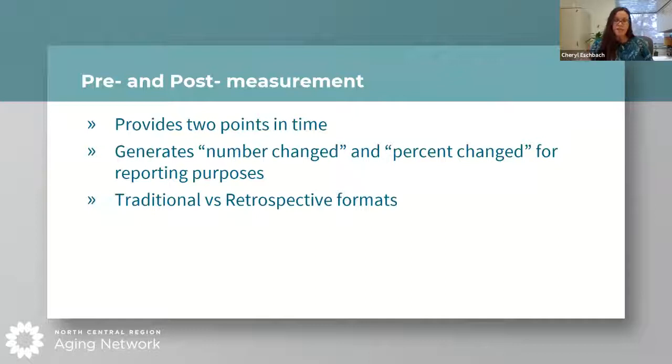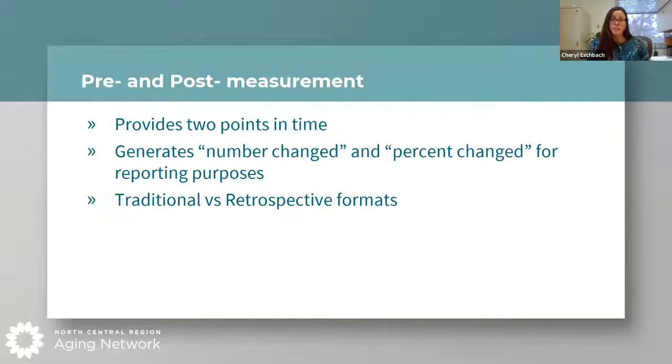So a participant completes the self-assessment of the past before the education and then the current after the education. And they can rate a variety of rating scales. And what this gets us is a number changed. The number of people who moved from a 3 to a 4 or from a 5 to a 1, wherever that direction is in the survey that we want them to go based on the education. And it also creates an opportunity to talk about percent changed, because if you have the number changed and then you know how many were assessed, you can calculate a percent change for reporting purposes.